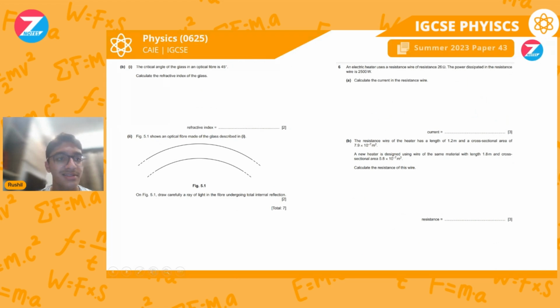Question B says that the critical angle of the glass in an optical fiber is 45 degrees. Calculate the refractive index of the glass. So we know that refractive index n is equal to 1 by sine c, or in this case 1 by sine 45, which is 1.41.